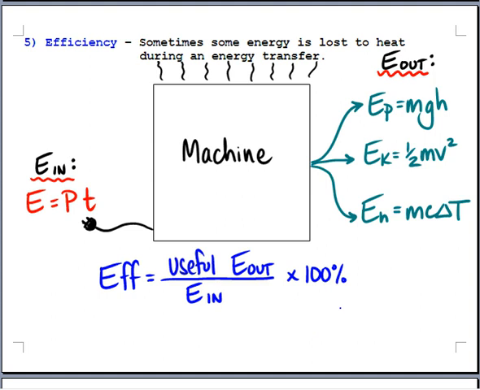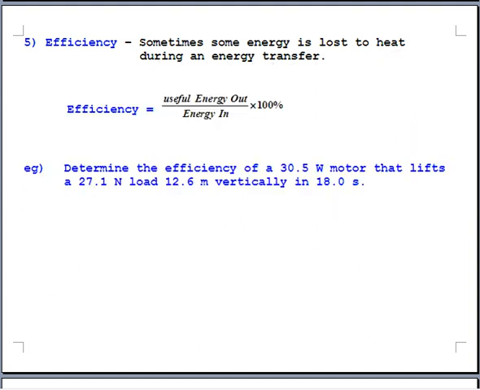So there's the equation for efficiency. Let's try out an example. See if you can pick out one of the keywords to figure out whether we're looking at potential energy or kinetic energy or heat energy as the energy out, because that's really the only thing you have to figure out for these kind of questions. So let's try this one.